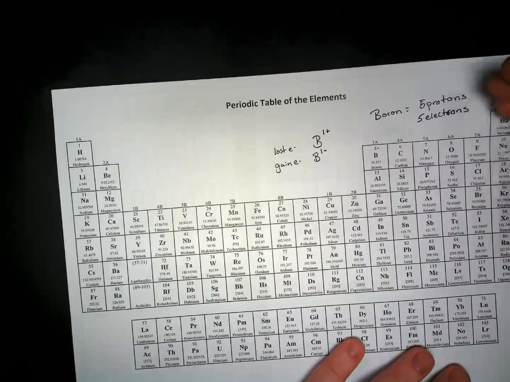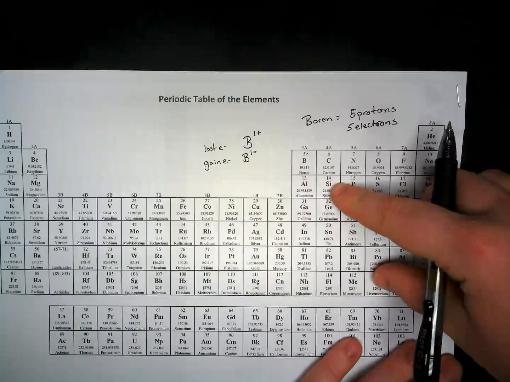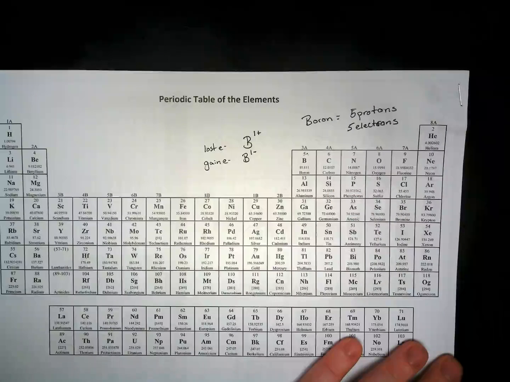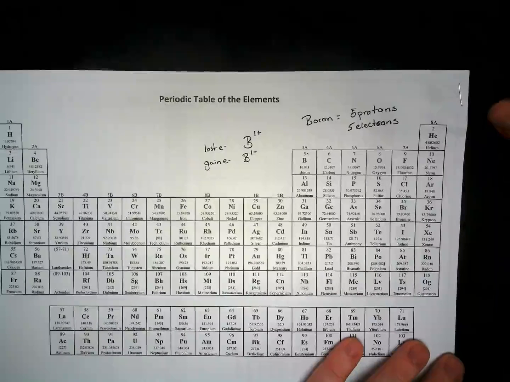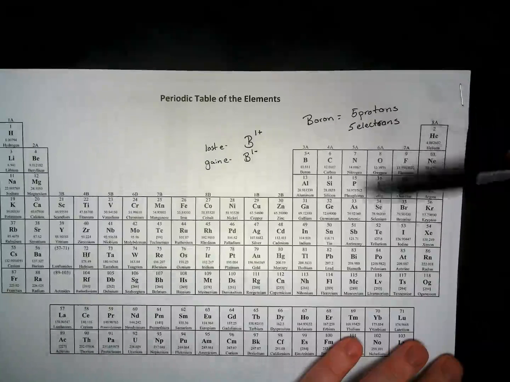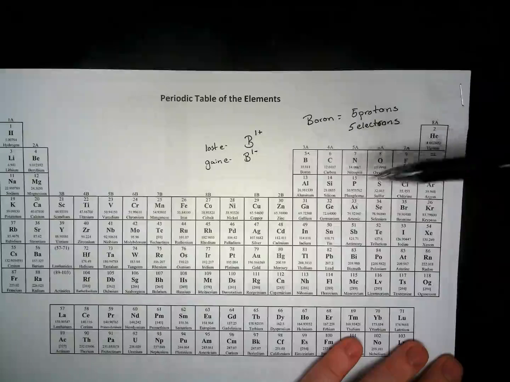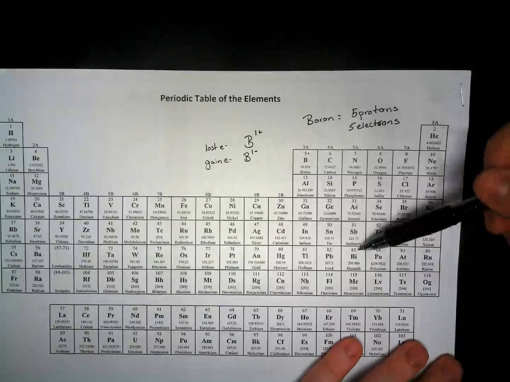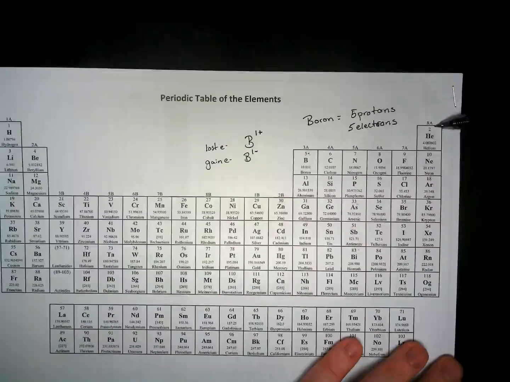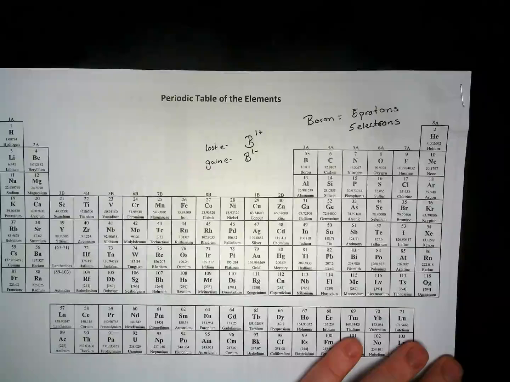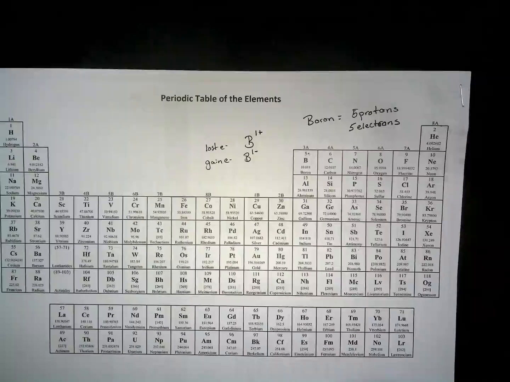So we can use the periodic table to see the number of electrons. For instance, silicon has 14 protons, and we know that because its atomic number is 14, so it has 14 electrons. Arsenic has 33 protons, so it has 33 electrons. Bismuth has 83 protons, so it has 83 electrons. Radon has 86 protons, so it has 86 electrons. Helium has 2 protons, so it has 2 electrons. I think you get the idea now.